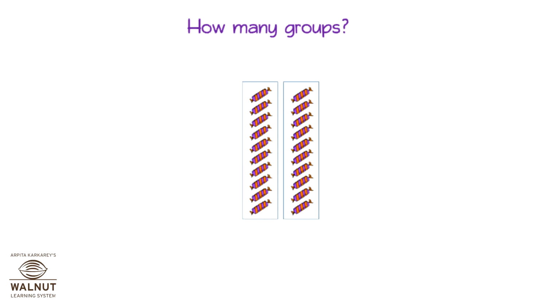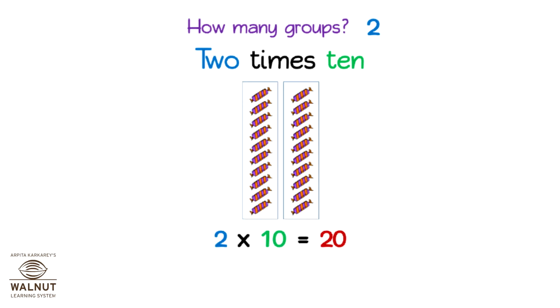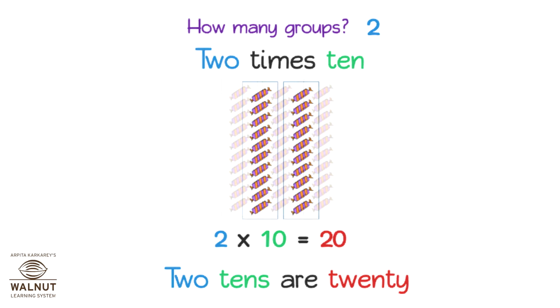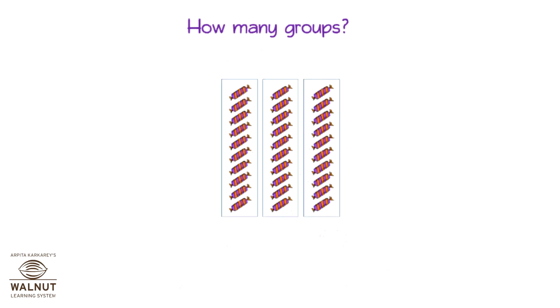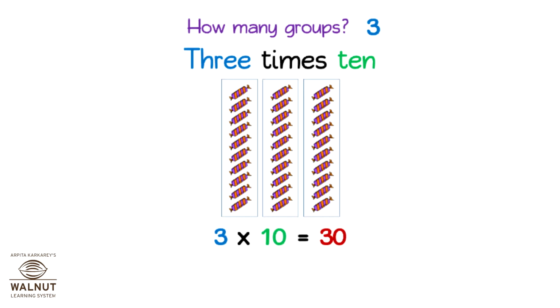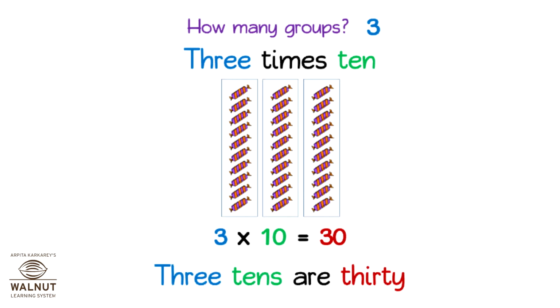How many groups do we have? 2. That is 2 times 10. We write it as 2 multiplied by 10, which is 20. We read it as 2 tens are 20. How many groups do we have? 3. That is 3 times 10. We write it as 3 multiplied by 10, which is 30. We read it as 3 tens are 30.